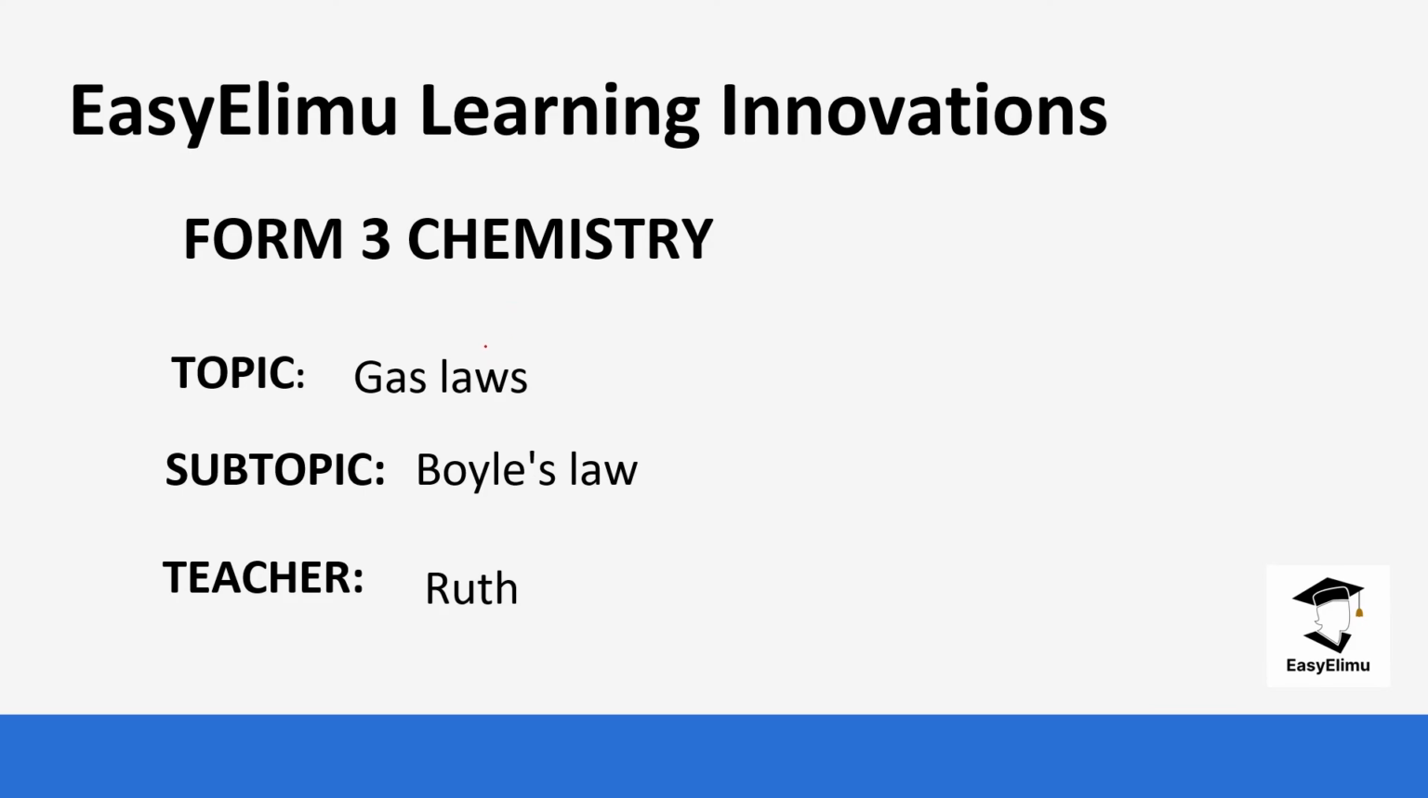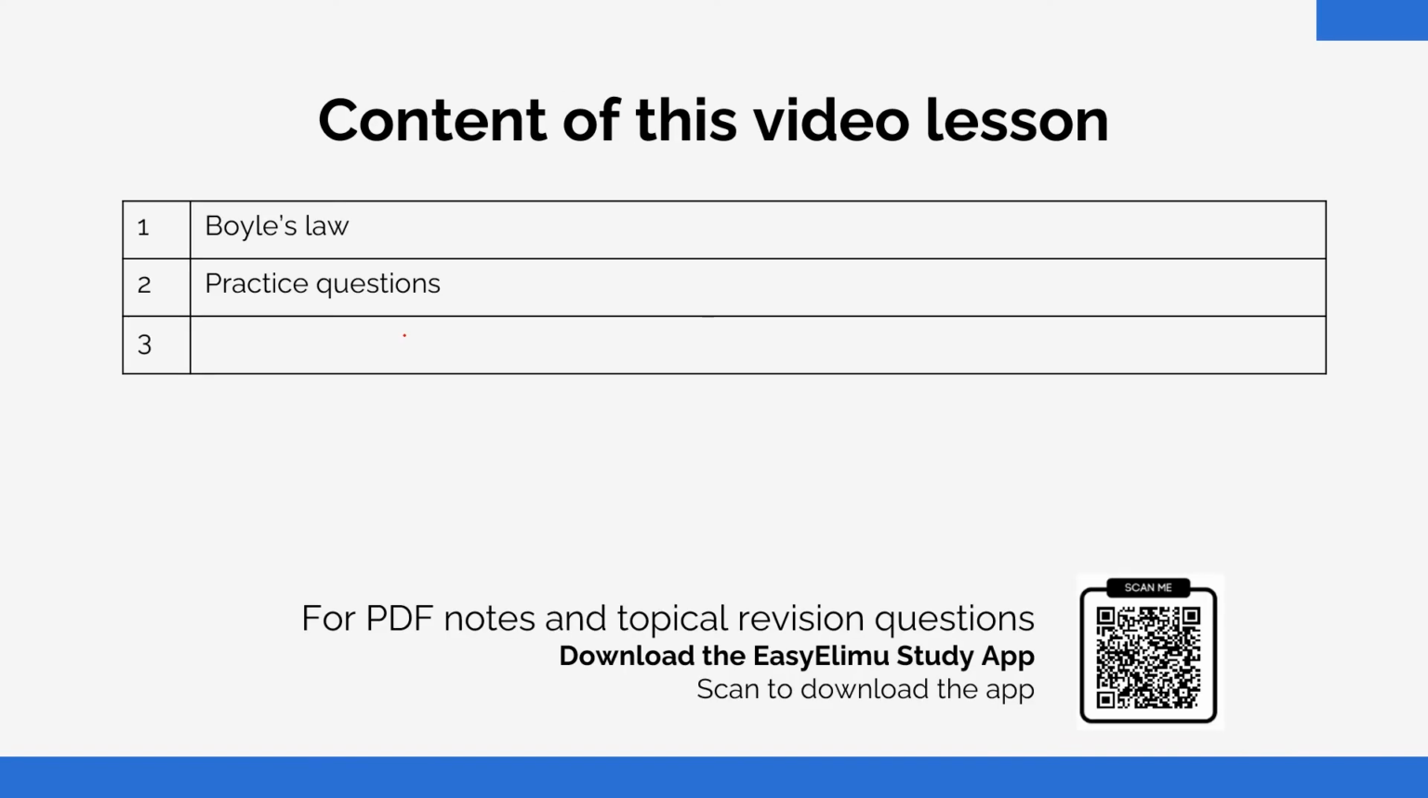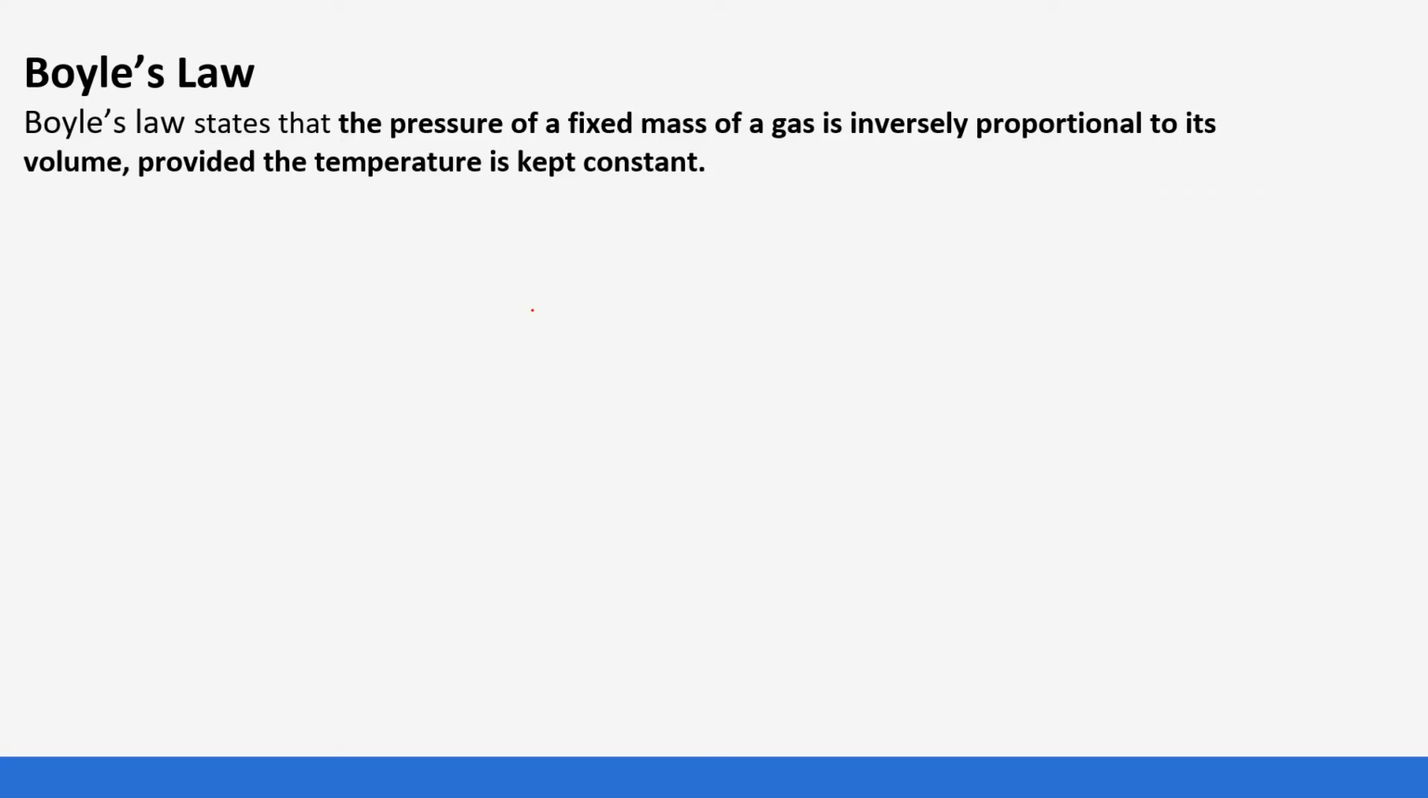So, we are going to be working on Boyle's law. We are going to discuss Boyle's law, and then we are going to do a few practice questions. Boyle's law states that the pressure of a fixed mass of a gas is inversely proportional to its volume, provided that the temperature is kept constant. The thing we have to note here is that the temperature is being kept constant. So what we are changing is the pressure and volume.